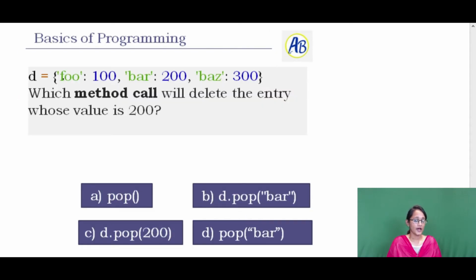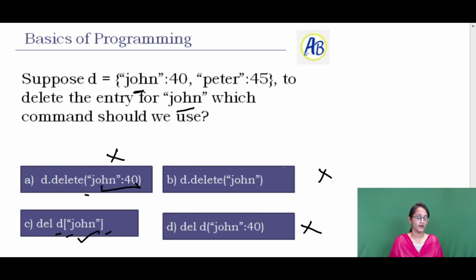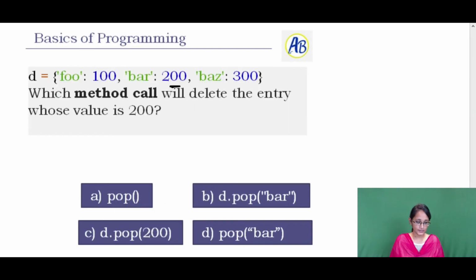Next you can see, I create one dictionary. Here foo is 100, bar is 200 and baz is 300. Which method call will delete the entry whose value is 200? Now I want to delete this particular value. In the previous example we discussed that to delete a particular key we use the keyword called del. Here we have to delete the value, so for that you use the method called pop.